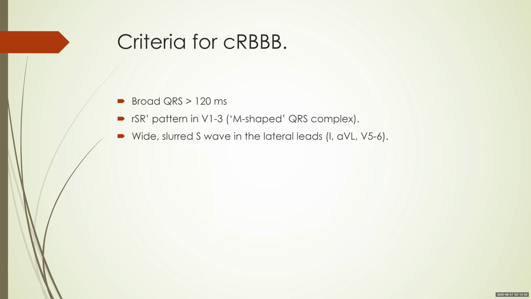One is you should have a broad QRS complex, which is more than 120 milliseconds. Two is you should have an RS-R dash pattern in V1 to V3, the so-called M-shaped QRS complex. And three is you should have wide slurred S waves in the lateral leads, 1, AVL, V5, and V6. So if you don't have the first criteria and you have the remaining 2 and 3, then it's called an incomplete right bundle branch block. If you need to say it's a complete right bundle branch block, all 3 criteria must be satisfied.